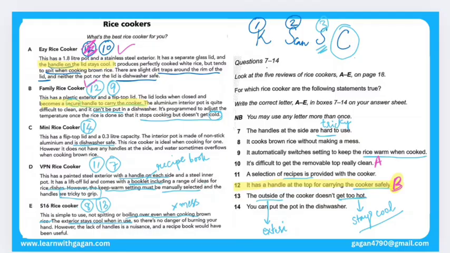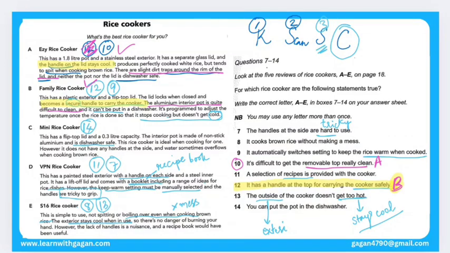One more trick they have mentioned here. In family rice cooker, they say that the aluminium interior pot is quite difficult to clean. But remember, in the question it says it's difficult to get the removable top really clean. So removable top, they have talked in here: dirt traps around the rim of the lid. So for number 10 it will be A.